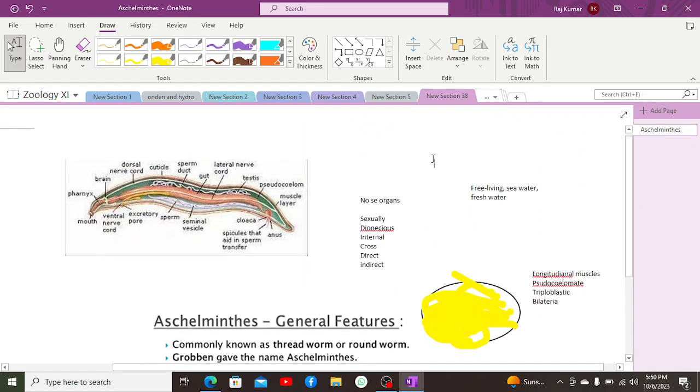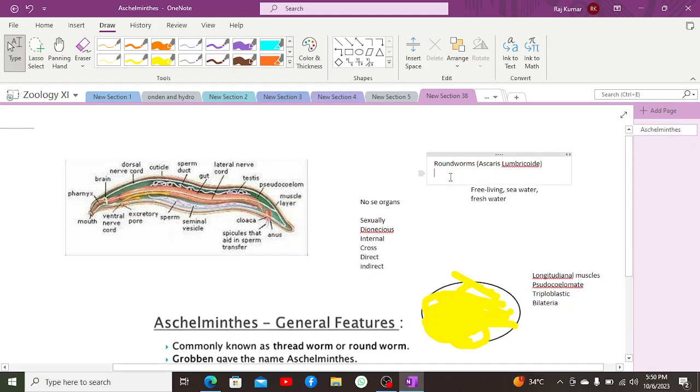When it comes to some examples, we have roundworms, Ascaris lumbricoides. As a second organism, we can take the example of hookworm. Hookworm is an endoparasite which causes infection in children. Its scientific name is Ancylostoma.